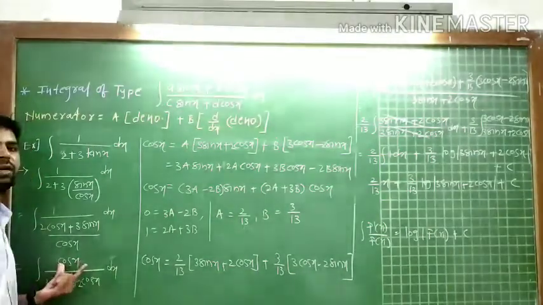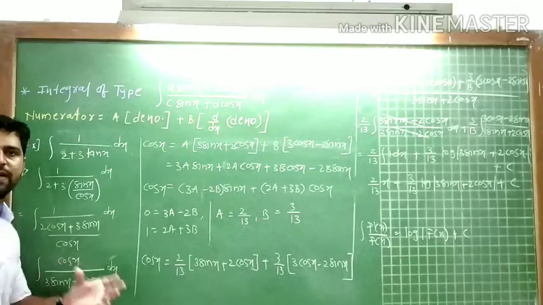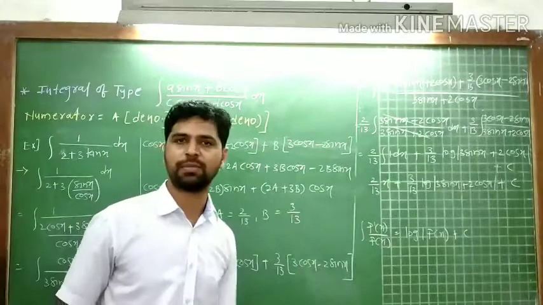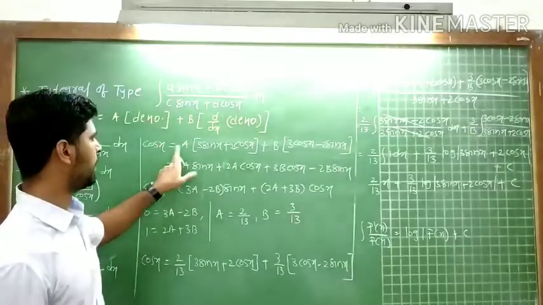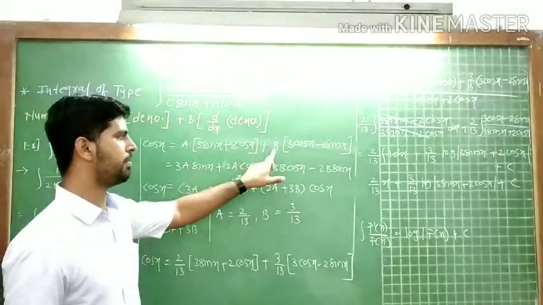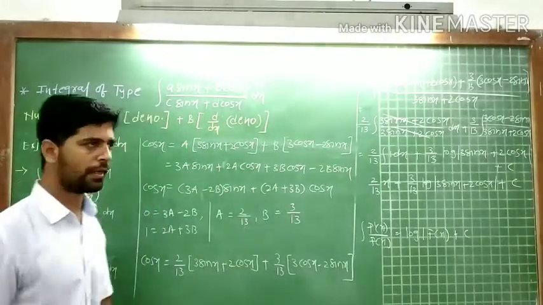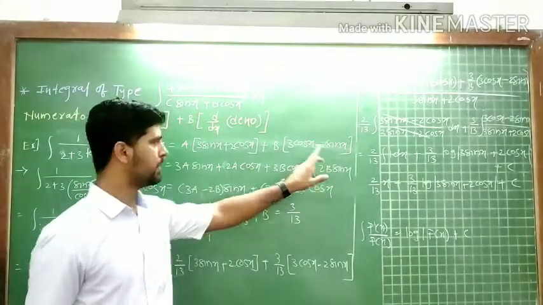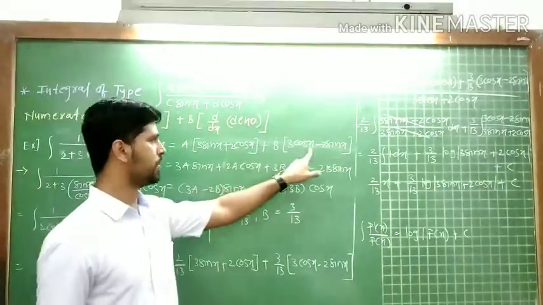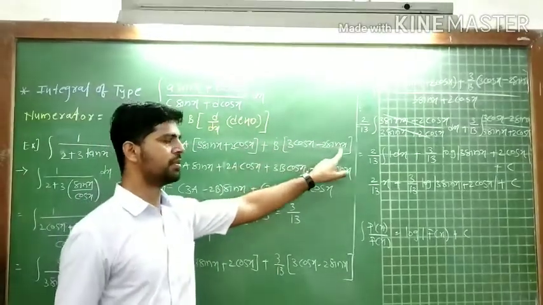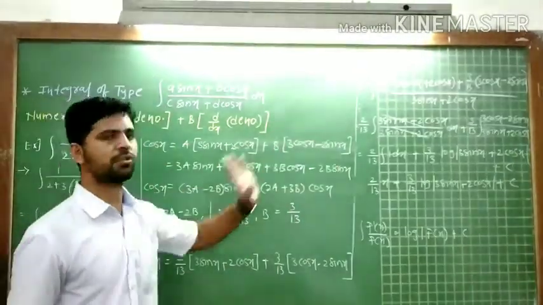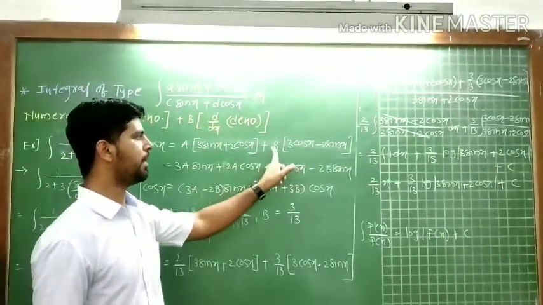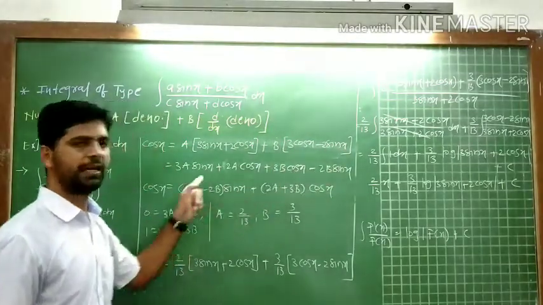Now, cos x is the only term in the numerator. So let's find out the values of a and b by replacing the numerator by two new terms. The numerator is equal to a into denominator plus b into derivative of denominator. Correct? So cos x equals a into 3 sin x plus 2 cos x, this was your denominator, plus b into the derivative of denominator. See, the derivative of 3 sin x is 3 cos x, and the derivative of 2 cos x is minus 2 sin x. Okay, the derivative of denominator is also there. Now a multiplies here, so 3a, then 2a, then b multiplies here 3b, and then minus 2b. I have done it. Right?